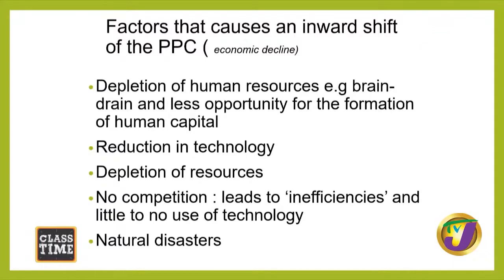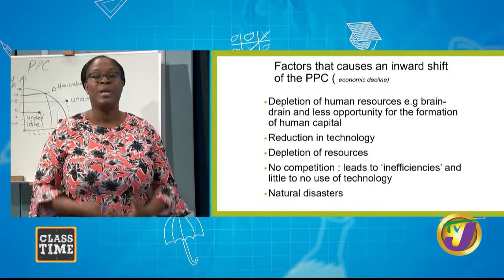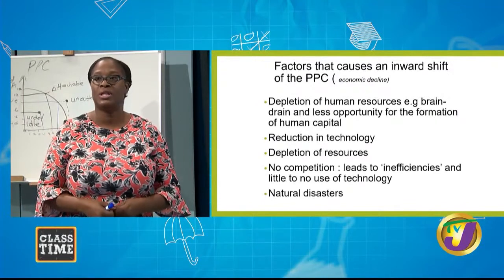When persons are not able to take opportunity of improving themselves in terms of their skill set, they are not able to access certain programs, or some programs are too expensive, that can also result in a depletion of our human capital. A reduction in technology. Technology requires, in some cases, a lot of money in terms of investment in that level of technology. And if we're using technology that is obsolete, we are going to be left behind in terms of our productive capacity. If we deplete our natural resources, that will also result in an inward shift.